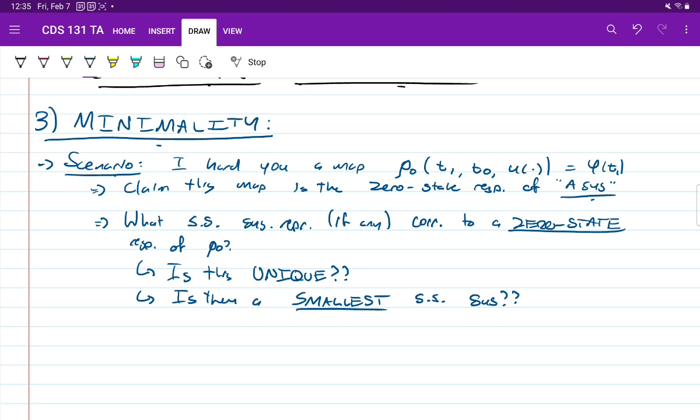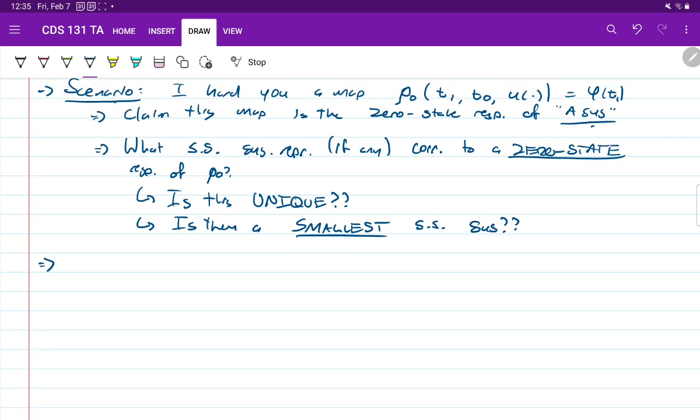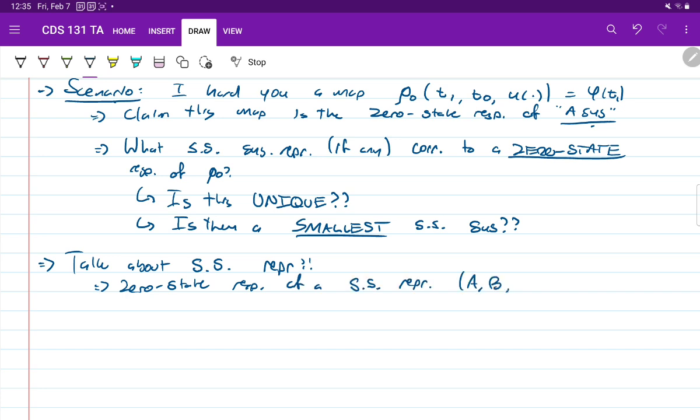So let's do a little bit of work on putting mathematical language down to this idea of a realization, a minimal realization, an equivalent realization, and so forth. So let's talk about this in the context of state space representations, and how they relate to this idea of realization. So what do we know? We know that the 0 state response of state space representation A, B, C, D is computed as follows.